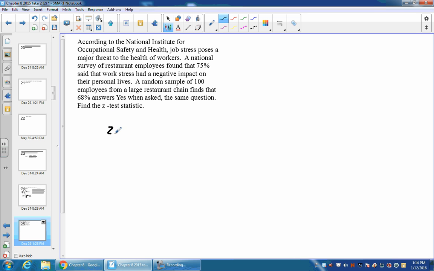So we're still dealing with z. We're going to take our proportion from our sample minus our null proportion, which is our population, divided by our standard error. So our standard error is going to be, remember, for a proportion, p times 1 minus p over n, and then square root it.